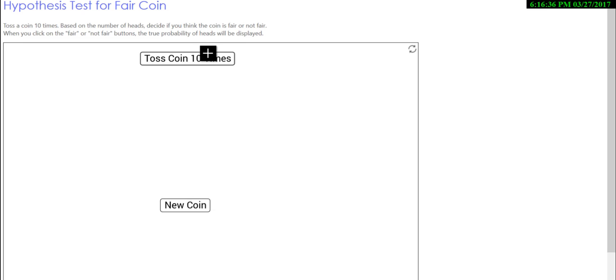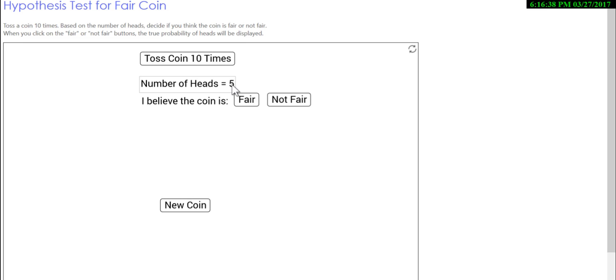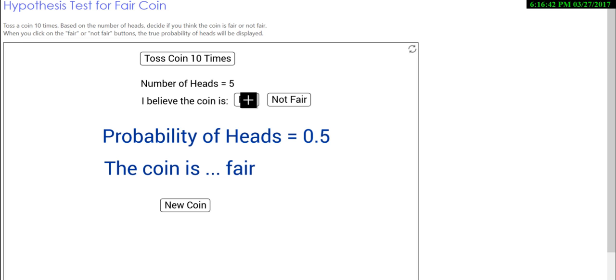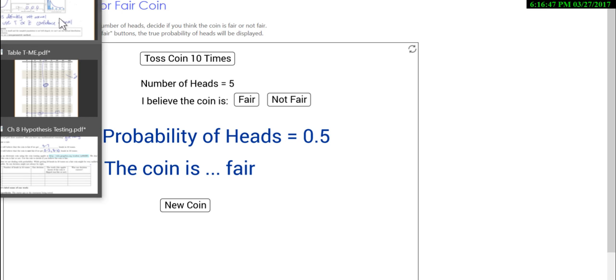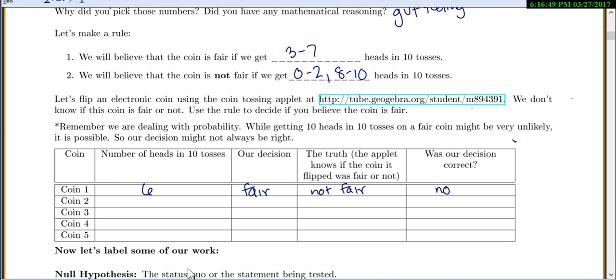Let's get a new coin and try again. So we toss it, we get 5 heads. So we're going to believe the coin is fair, and it was. We like those results better. So for 5, we think it's fair. The coin was fair, so it's correct.